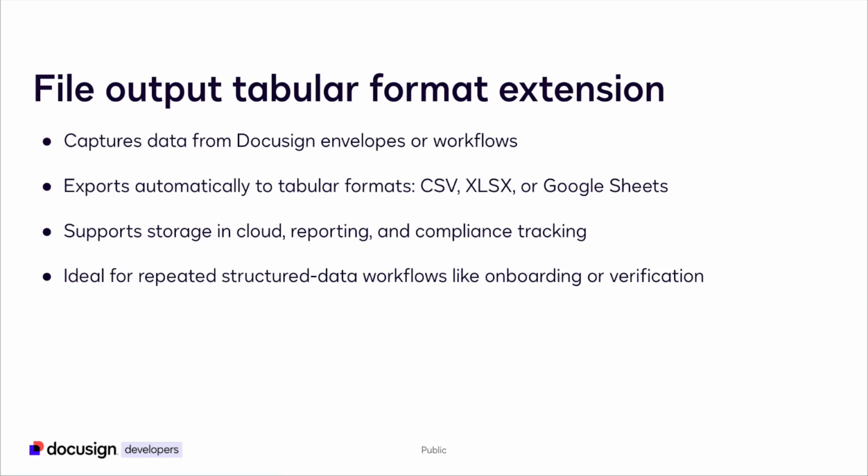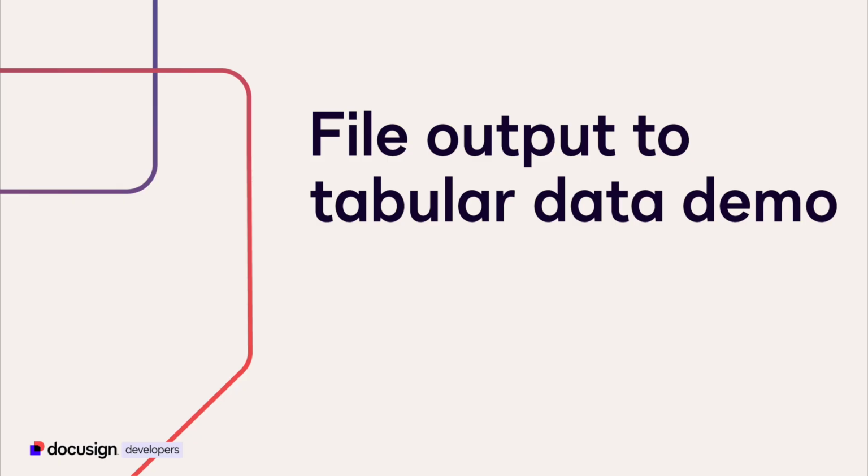The File Output Tabular Format extension captures data from your Docusign workflows and converts it into tabular files like CSV or spreadsheets. These files can be stored in the cloud, making it easy for teams to automate reporting, monitor compliance, and maintain accurate records, all without manual data entry. Let's dive into an example.